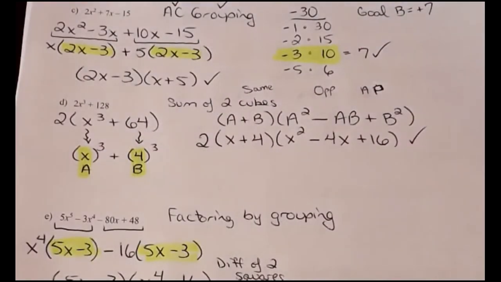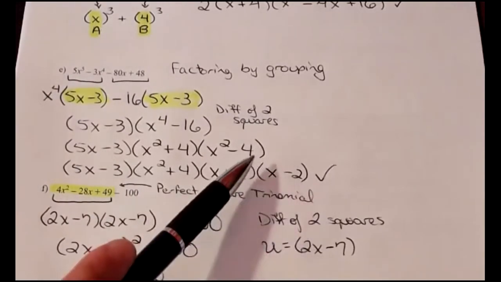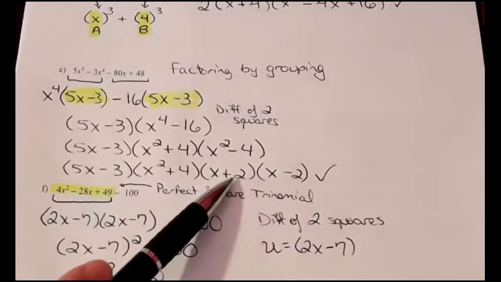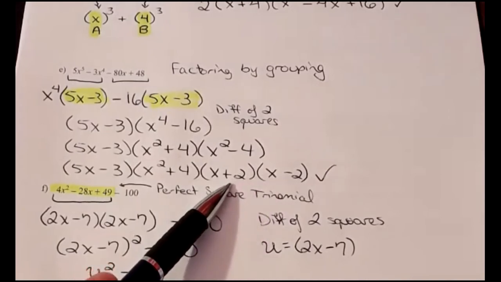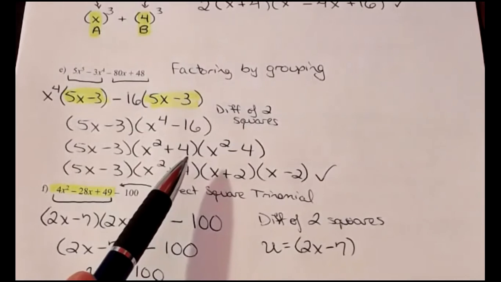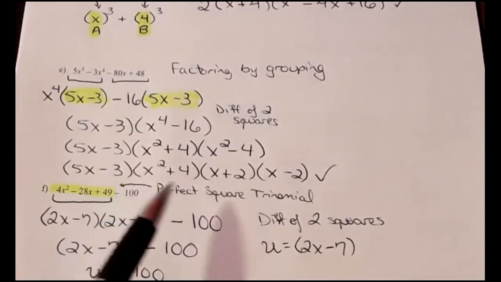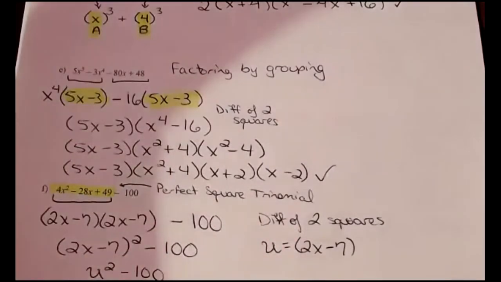Who's next? So in E, when we get down to the last part, where the x plus 2 times the x minus 2... I was saying like the x squared plus 4. Why didn't we make that just like the x plus 2 and the x minus 2? Because x squared plus 4 is not actually factorable.